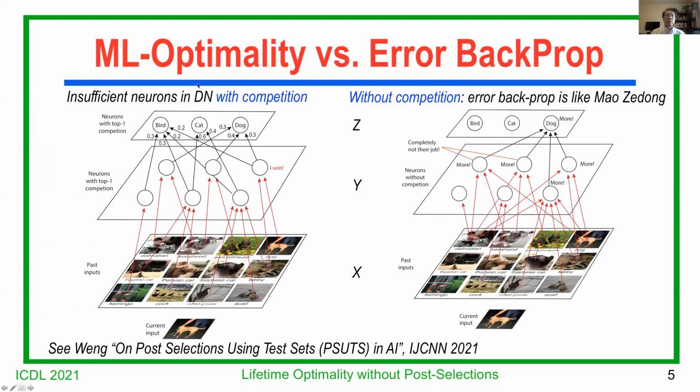Post-selection is rooted mainly in a lack of competition. Without competition, with error backprop the neurons are connected randomly, hoping it helps, but the neuron does not have a role assignment. With competition, the role of each neuron is automatically derived from competition. For more detail, see the IJCNN paper.